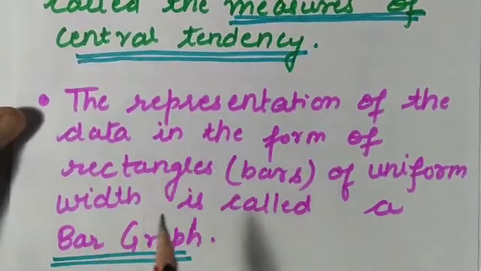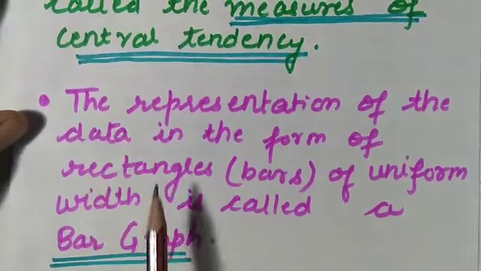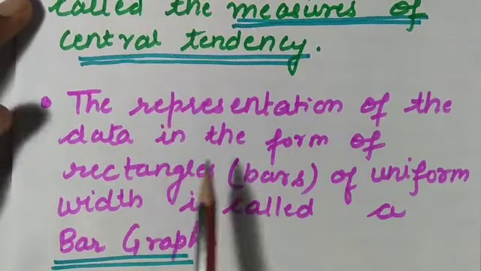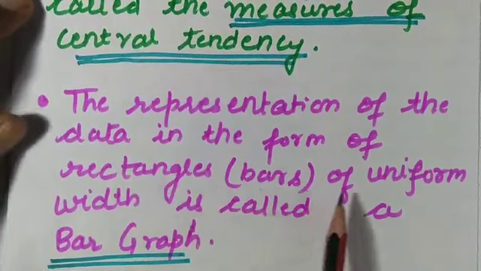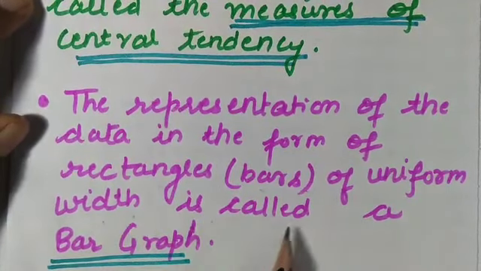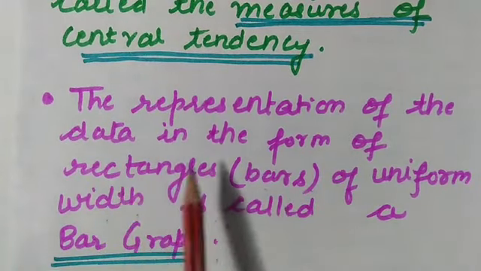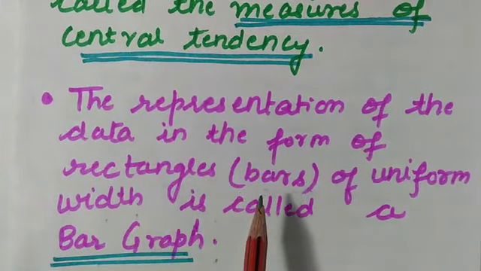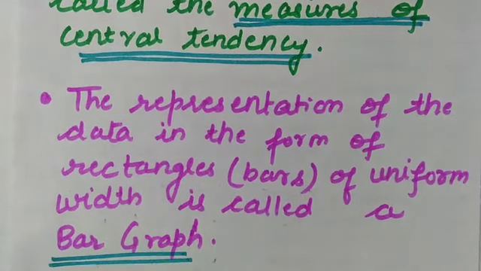Then we have learned about the representation of data through graphs. In that we have learned about bar graph and double bar graph. So let us start with bar graph. The representation of the data in the form of rectangles, or you can say bars, of uniform width is called the bar graph. So that is known as bar graph.